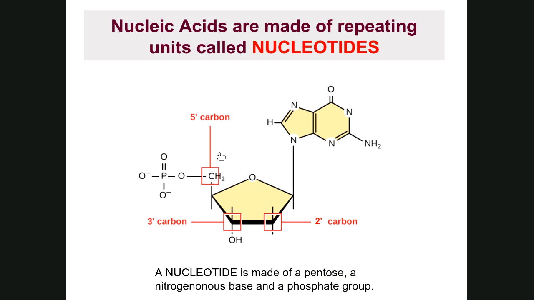It's just prime that we put here to differentiate those carbons from the carbons that exist in the single ring or double ring of my nitrogenous base. Did you get it? I told you the answer was so easy. So the phosphate group is always on the 5 prime carbon.